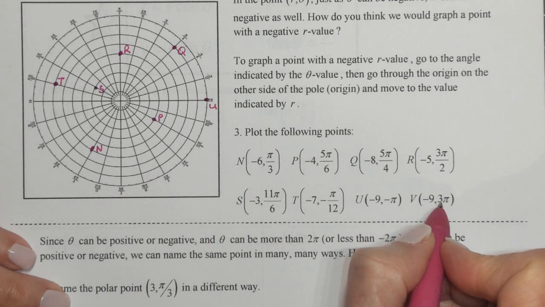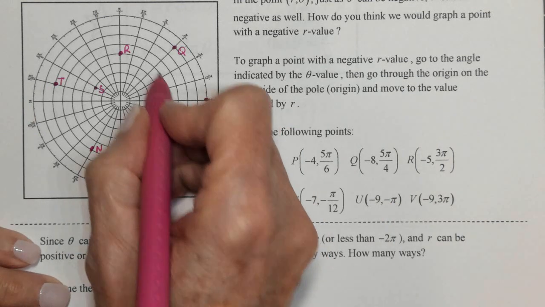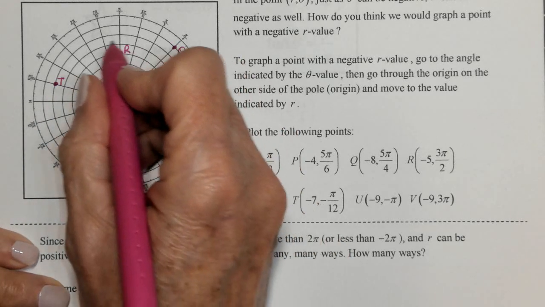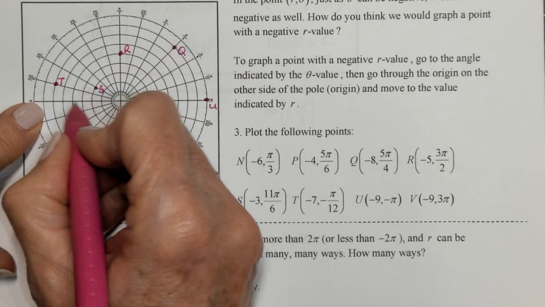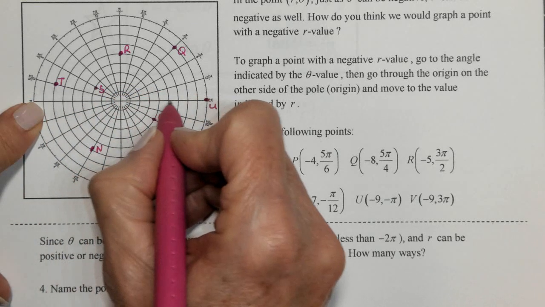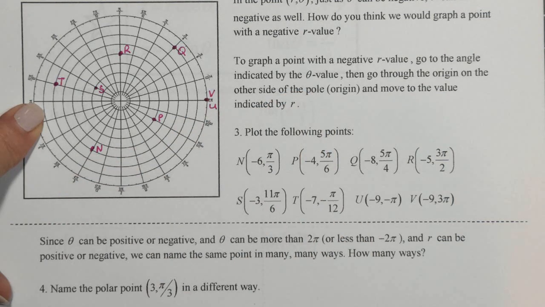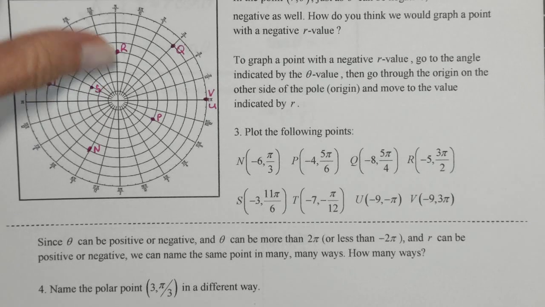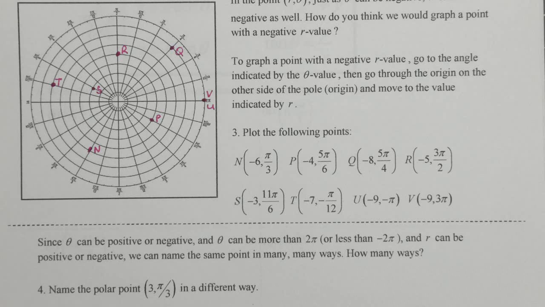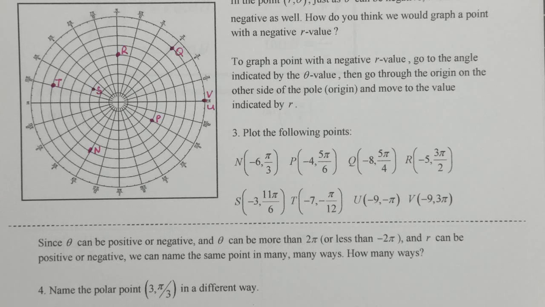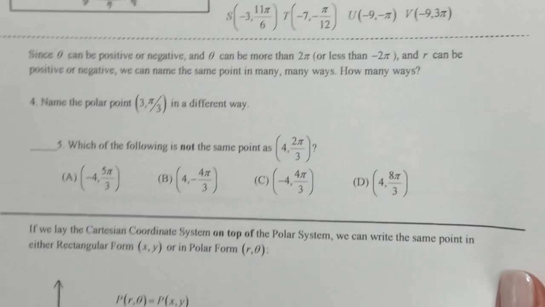Okay, 3 pi. What would 3 pi do? Well, all the way around is 2 pi. One more pi is coterminal with pi. Negative 9 is at the same point that U was on. So we'll put V up there too. So that's how we plot points in polar. Plotting points in polar is a little bit more involved than plotting points on the XY plane. So you can imagine what it's like to plot equations. We're going to be doing that.